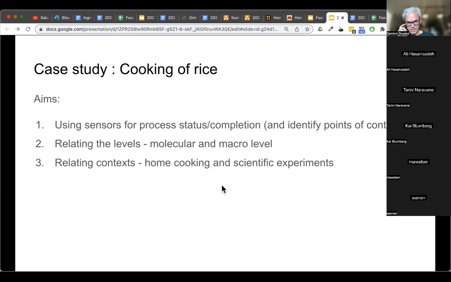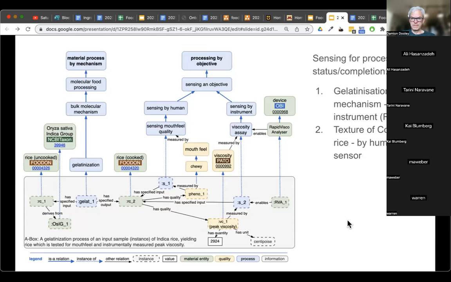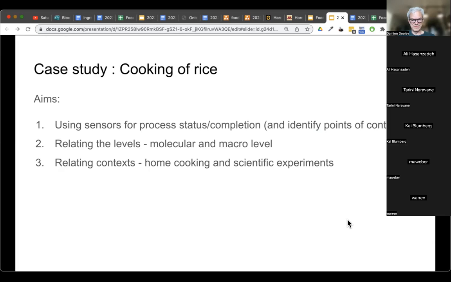Some of the aims that you will see as we walk through the next slides: can you go back to this slide? Yeah, it's how you use sensors to monitor the process at the different levels, the micro and the macro, relating these levels. And the other reason to do this is home cooking and scientific experiments.